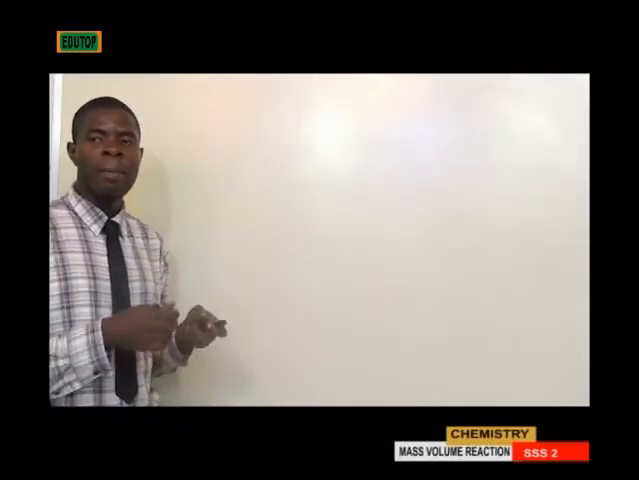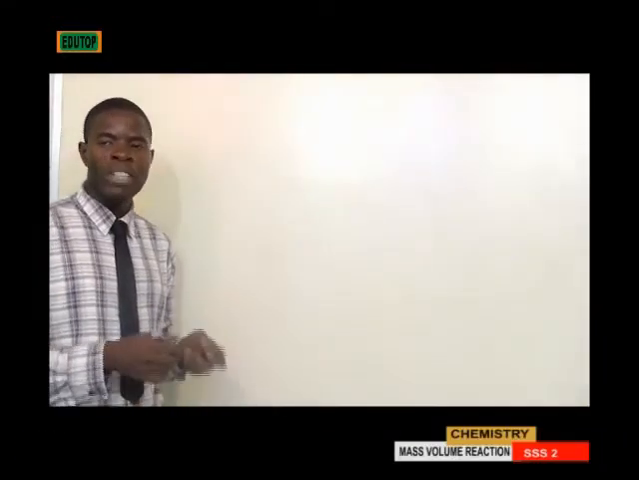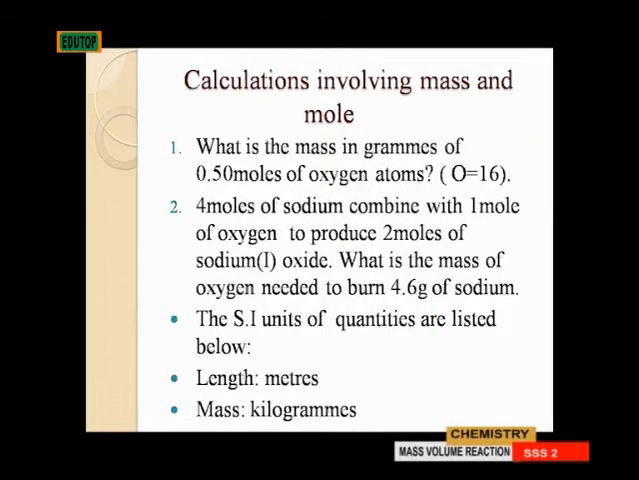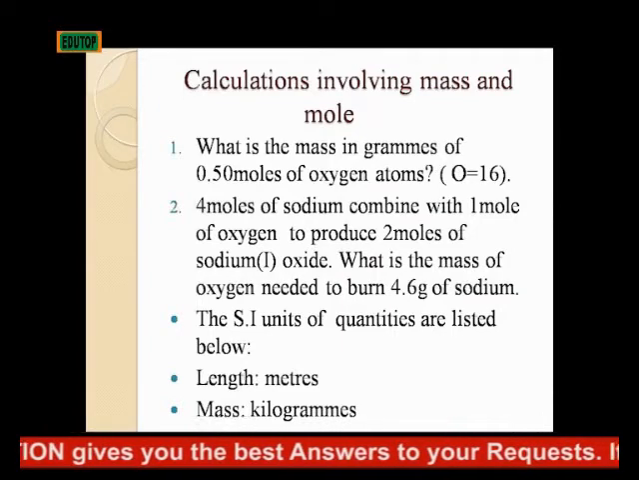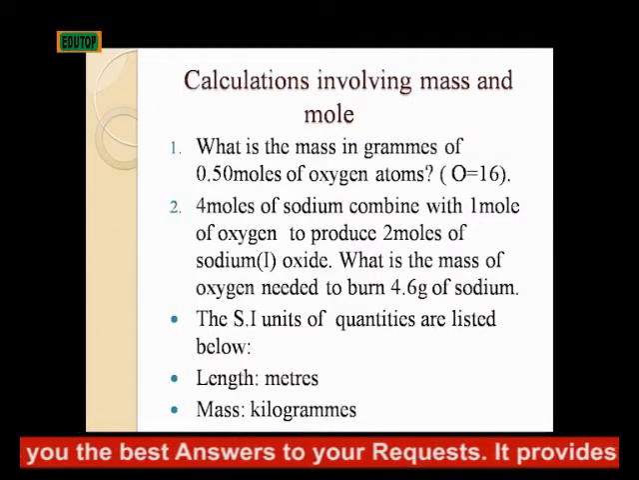Calculation involving mass and mole. Question number 1. What is the mass in grams of 0.50 moles of oxygen atoms, where oxygen equals 16? Question number 2. 4 moles of sodium combined with 1 mole of oxygen gas to produce 2 moles of sodium oxide. What is the mass of oxygen needed to burn 4.6 grams of sodium?